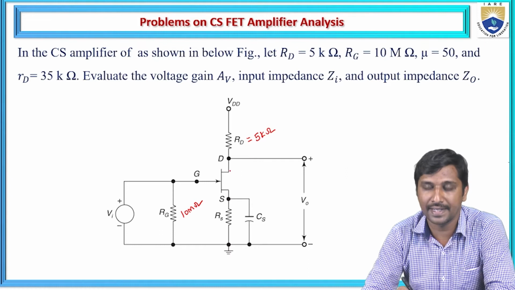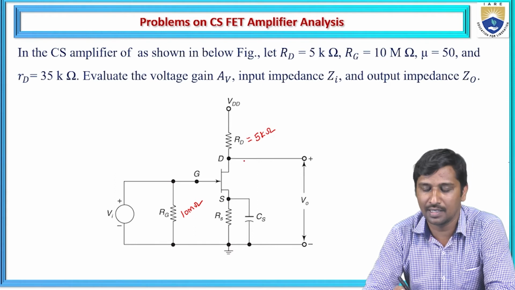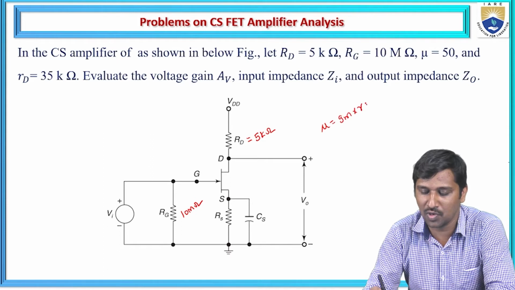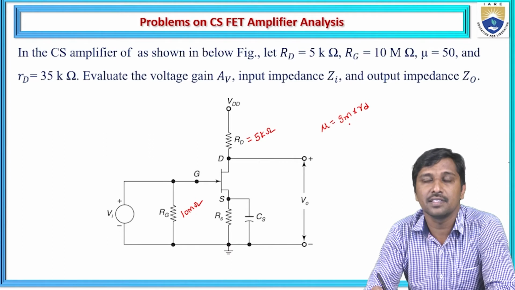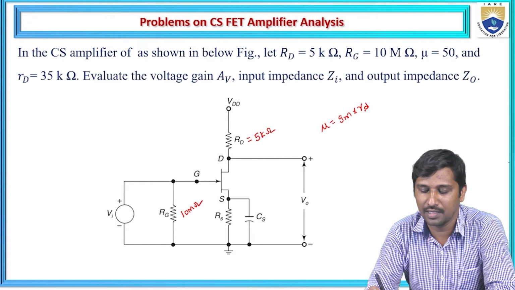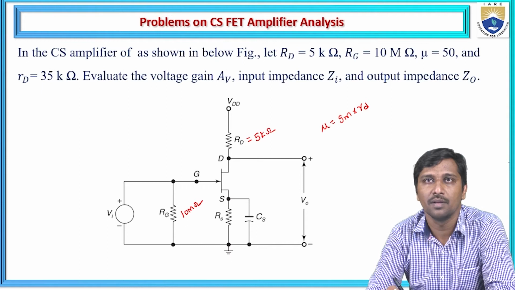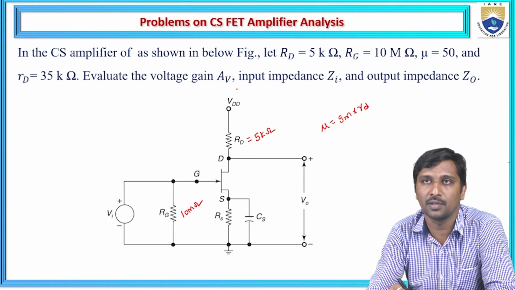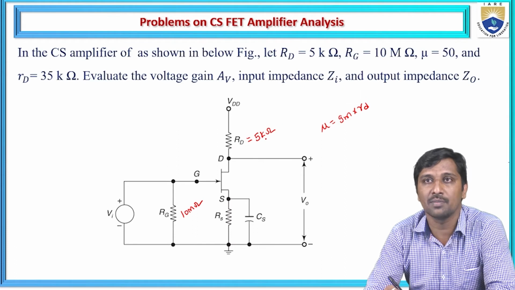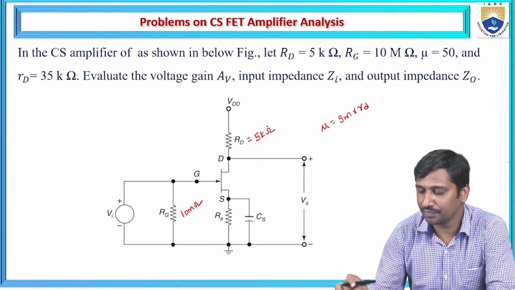Then the internal drain resistance. In the small signal model analysis, we have the relation mu is equal to gm into small rd, where gm is the transconductance and small rd is the internal drain resistance, which is 35 kilo ohms. Based on this, we need to calculate the voltage gain, input impedance and output impedance for the common source field effect transistor amplifier using the small signal model.